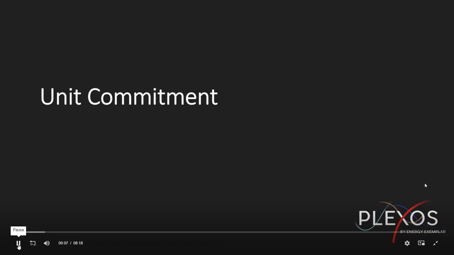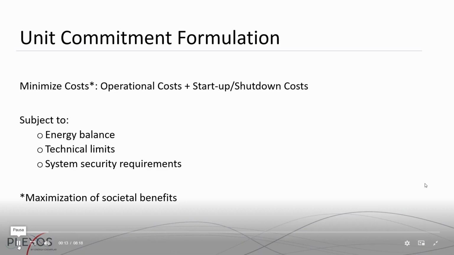Unit commitment. In this section, we will go over the basics of unit commitment and optimization. When we consider the basic optimization problem, we have the minimization or maximization of an objective function subject to a set of constraints. In this case, the problem formulation is the minimization of system costs or the maximization of societal benefits. The system costs we consider are operational costs and startup shutdown costs. These are subject to constraints such as energy balancing, technical limits, and system security requirements. We will go over all of these in more detail over the next few slides.